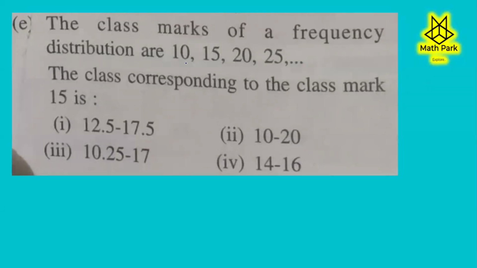But what is important is difference between two consecutive class marks is the class size. So 5 is the class size. So we have to see which class interval has the class size 5. So the class size 5 is 17.5 minus 12.5, which is 5. And if you add 12.5 plus 17.5, it is 30, and 30 divided by 2 is 15, the class mark.